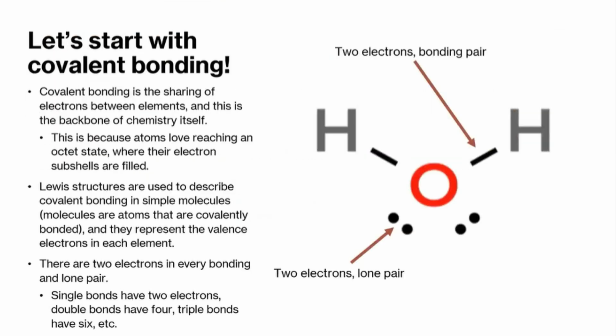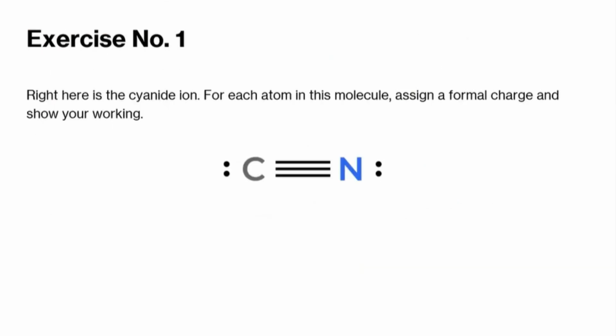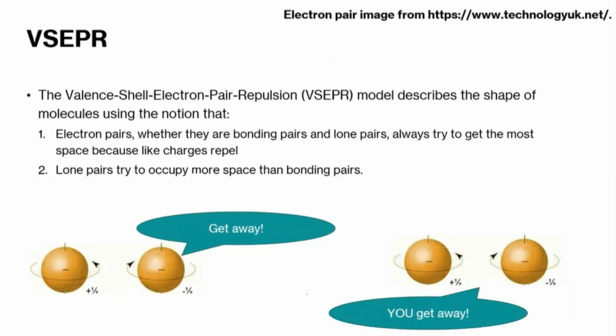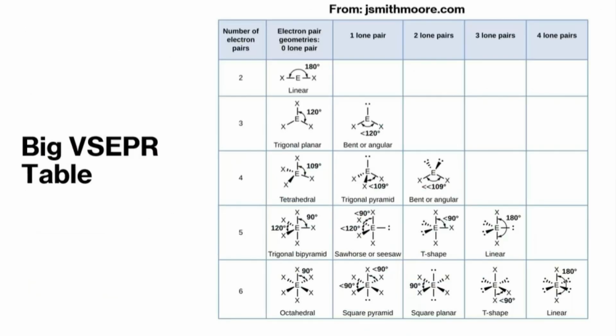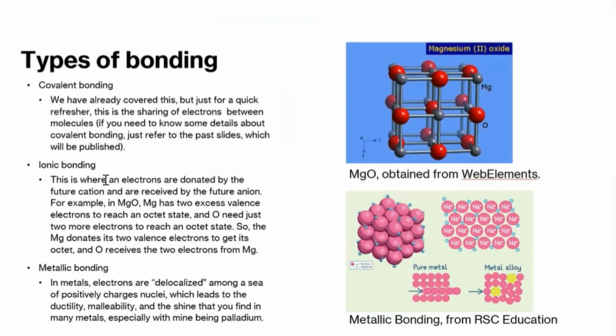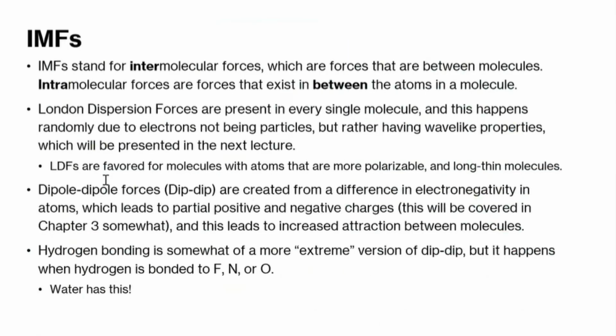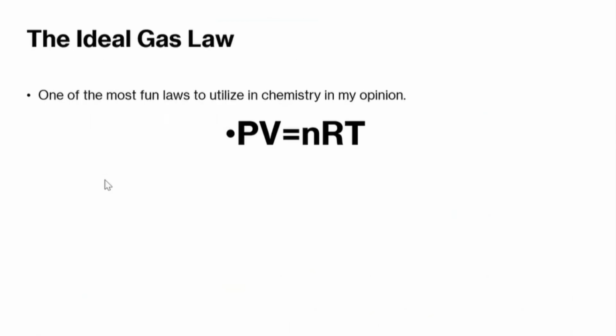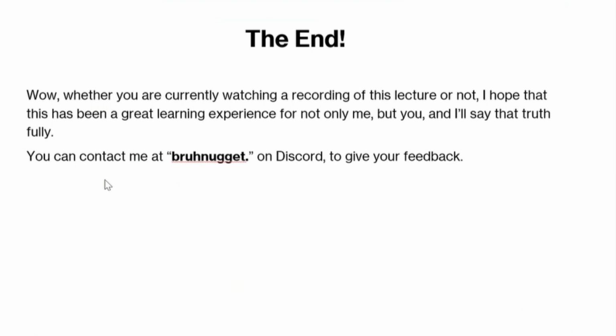Now, what we've gone over so far, of course, are the fundamentals of this book: covalent bonding, formal charges, resonance, oxidation states, VSEPR, and right here we have the big VSEPR table, X-ray crystallography, which is more experimental than VSEPR, kinds of bonding, intermolecular forces, solids, and the ideal gas law. So that's mainly it, honestly.